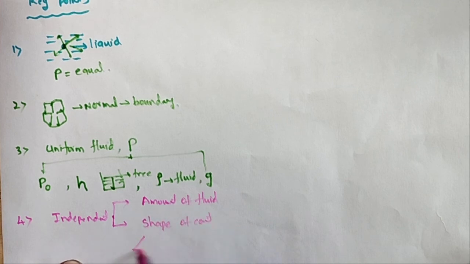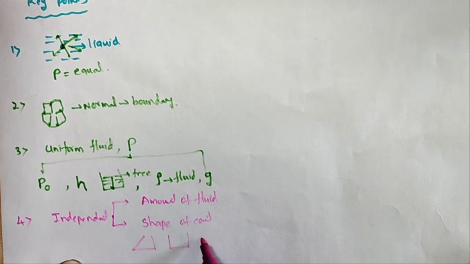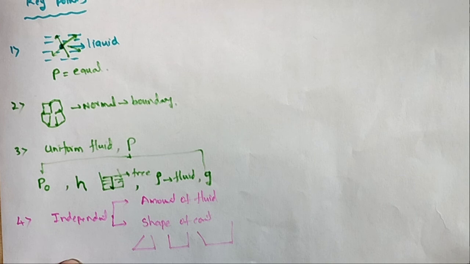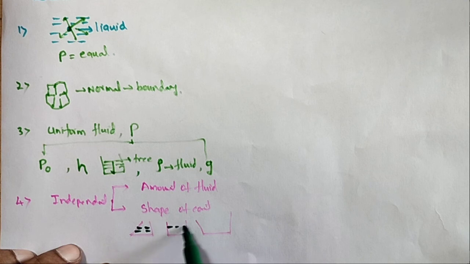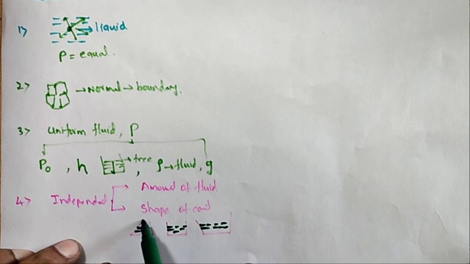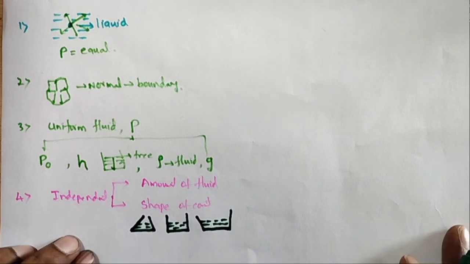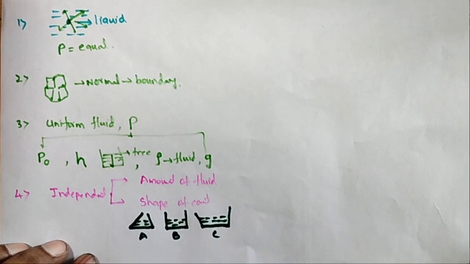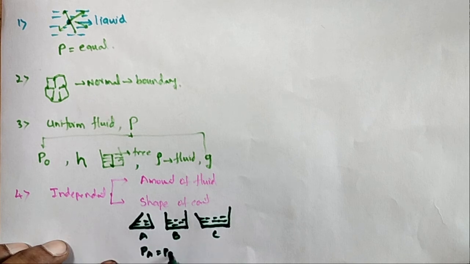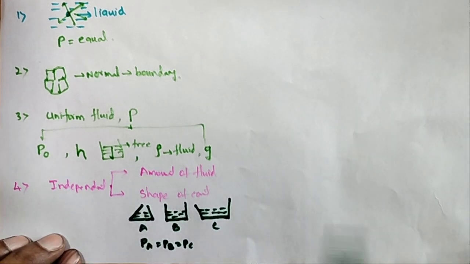And the shape of the container is also independent: any shape, like this shape, this shape and this shape. Suppose I am taking three shapes with the same liquid at the same level. For example, three beakers A, B, C. Which has more pressure at the bottom, A or B or C? All pressures will be equal. PA equals PB equals PC, because the height is the same, so the pressure will be constant.